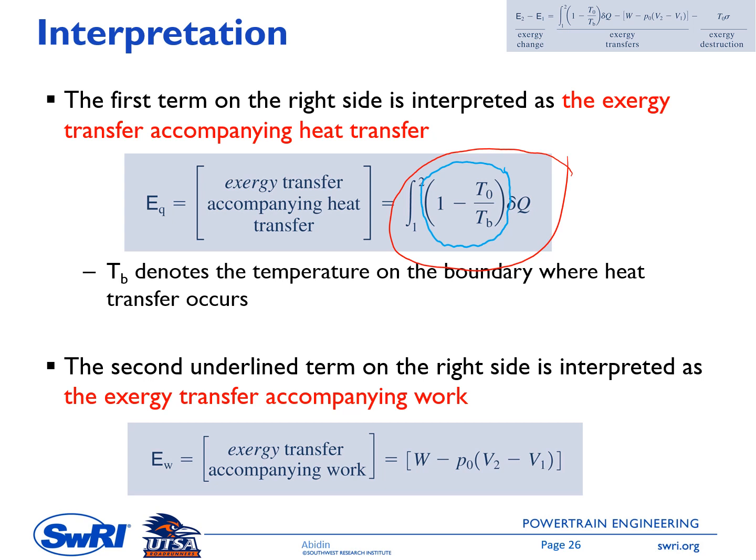Looking back at the definition of exergy, this is the maximum theoretical work that can be obtained when the system is moving toward the dead state. This is the Carnot efficiency, and if we multiply it with Q, it is work. So although you see it here as the exergy transfer accompanying heat transfer, this term also represents the maximum theoretical work. TB denotes the temperature on the boundary where heat transfer occurs.